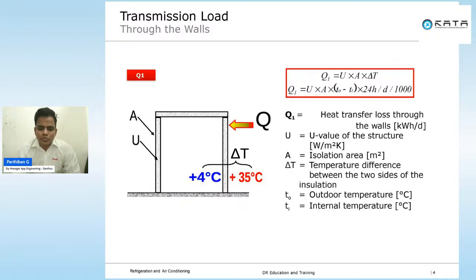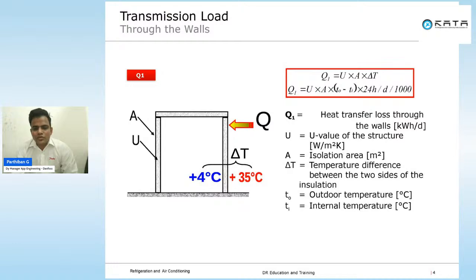What we are going to maintain inside the cold storage will be decided by the product. If you are storing vegetables, it will be 4 degrees Celsius. If you are storing meat, it will be minus 20. Each and every product will have a different temperature and RH. So those details are available in a handbook, which we can refer to.